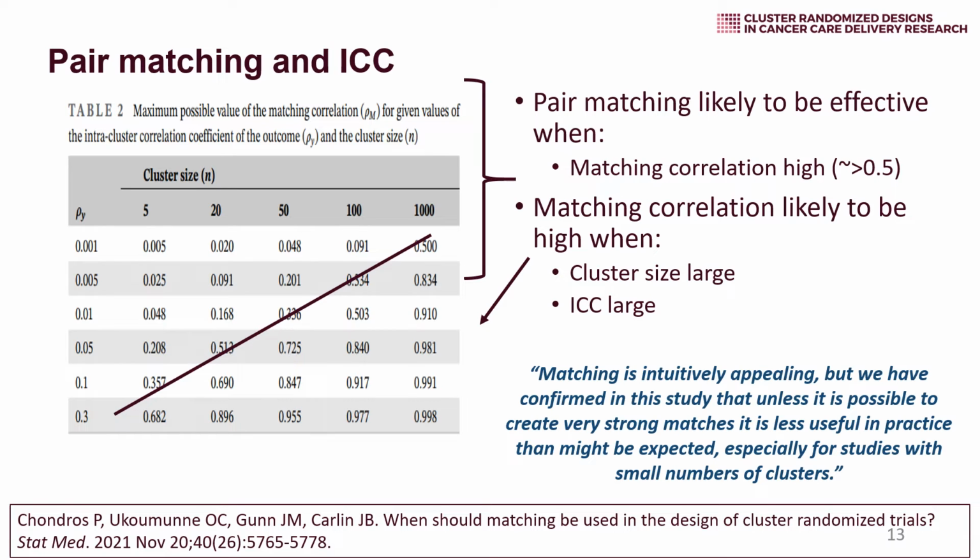Now, pair matching is likely to be effective only when something called the matching correlation coefficient is high, and that's around greater than 0.5. Now, this matching correlation coefficient is likely to be high only when the cluster size is large and the ICC is large. There's this nice quote that I think nicely sums up the recommendations around the use of pair matching in cluster trials.